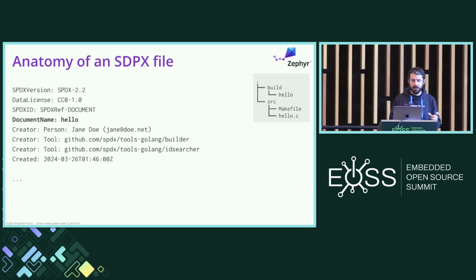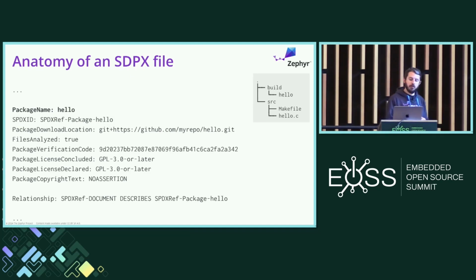You would have a set of keys and values that go into the file, identifying who created the package in the first place, and who created the manifest also. You might have been relying on a third-party tool to help you with providing some of the information in there.